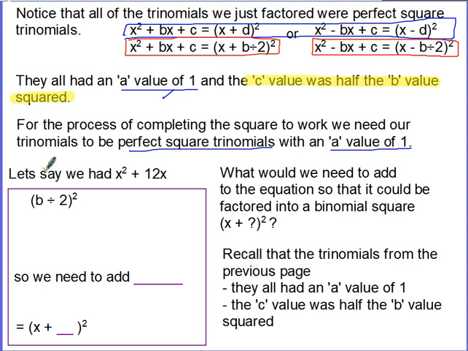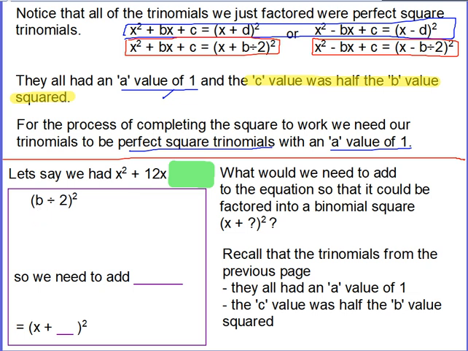Now, new example here. Let's kind of cut this page in half. Let's say we had something like x squared plus 12x plus something, and there's a blank there. It says here, what would we need to add to the equation so that it could be factored into a binomial squared, like x plus something squared? Well, what we're going to have to do is take this b value, which is 12, and we're going to divide it by 2 and square it.